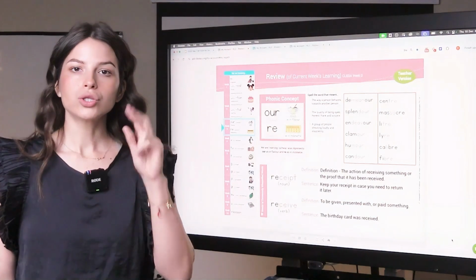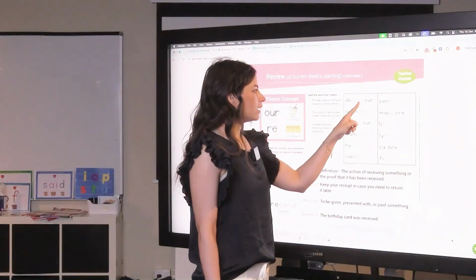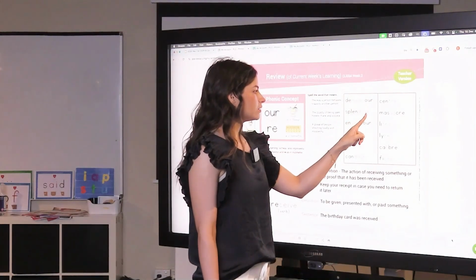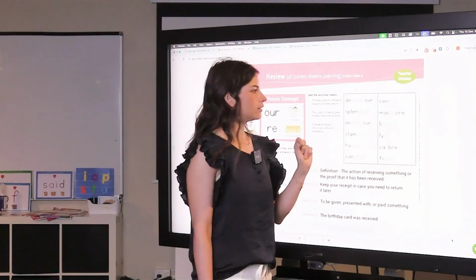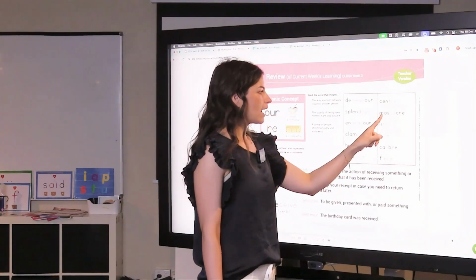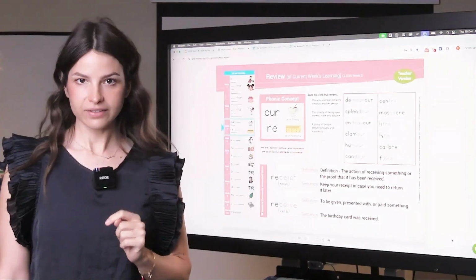Let's read through 2 words from each of our concepts. Demeanor, demeanor. Splendor, splendor. Center, center. Massacre, massacre. Let's do our next word list.